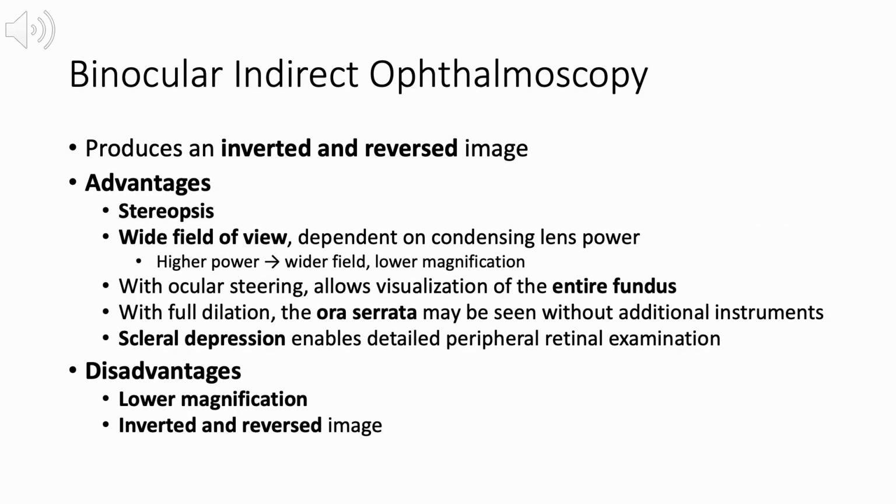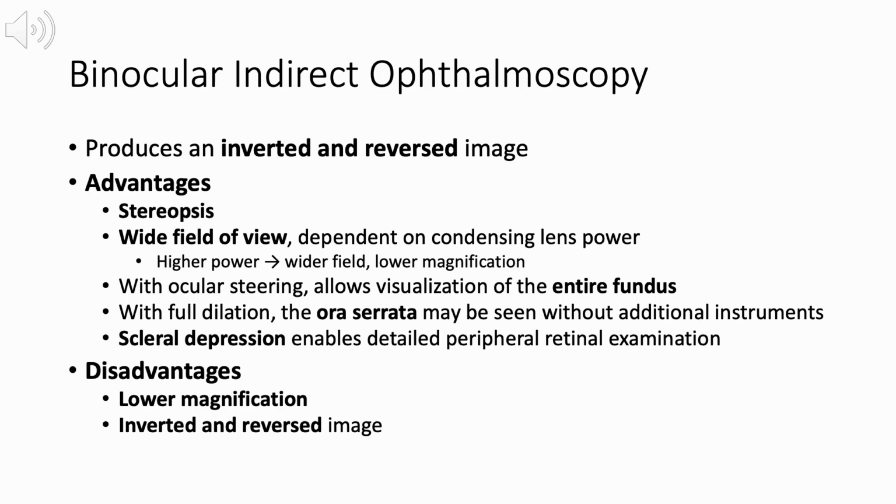Building on the limitations of direct ophthalmoscopy, binocular indirect ophthalmoscopy offers a more comprehensive assessment of the retina. This technique produces an image that is both inverted and laterally reversed, but it provides several important advantages that make it the standard method for peripheral retinal examination. A key advantage is stereopsis, which allows depth perception and improved assessment of retinal pathology. Binocular indirect ophthalmoscopy also provides a wide field of view, which varies depending on the power of the condensing lens used, with higher power lenses yielding a wider field but lower magnification.